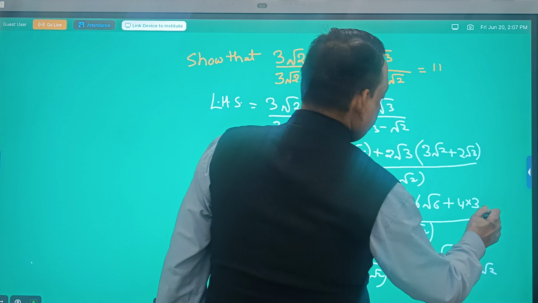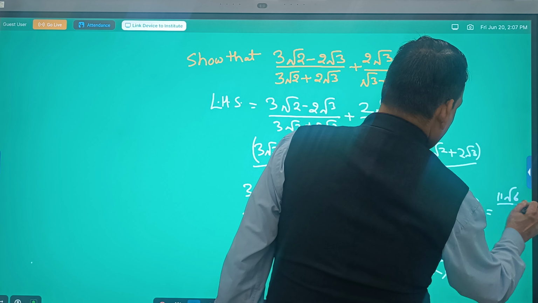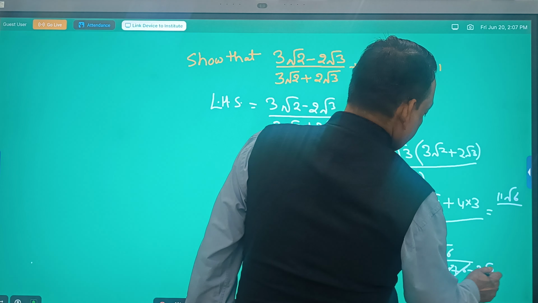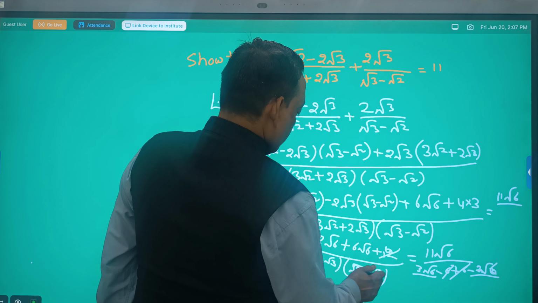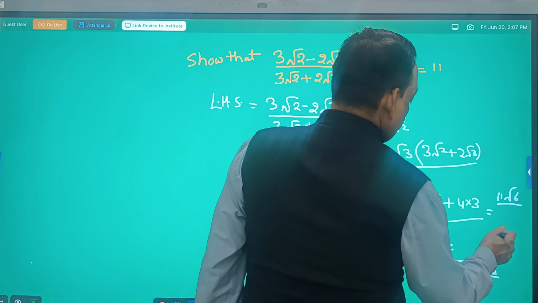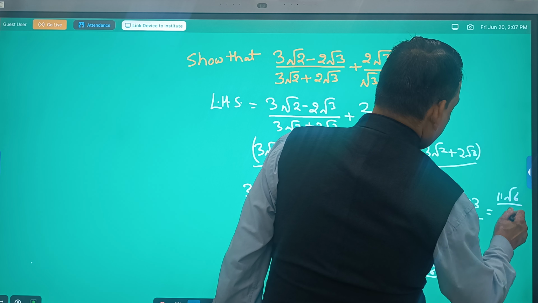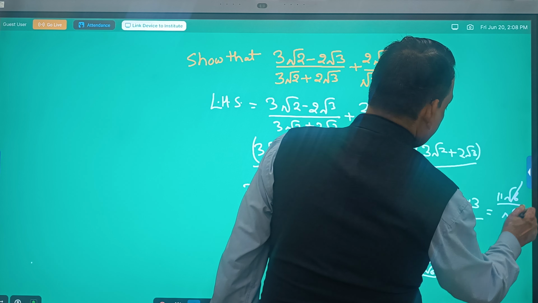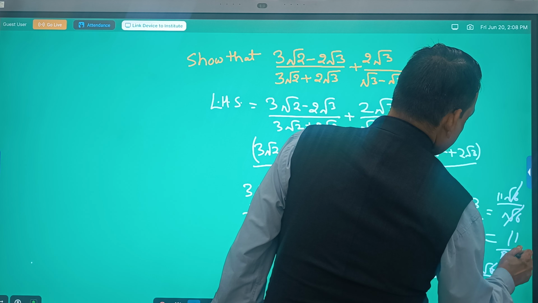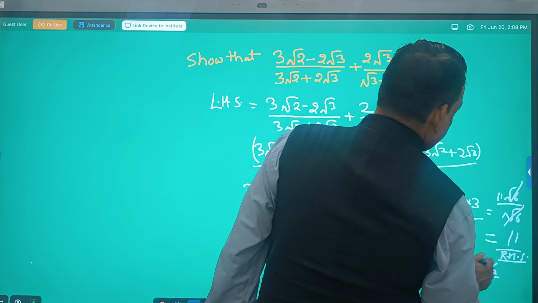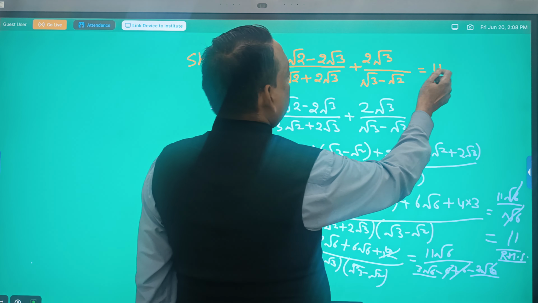So now this becomes 11 root 6 upon 3 root 6 minus 2 root 6, because 2 into root 3 into root 2 becomes 2 root 6. So 3 root 6 minus 2 root 6 gives only root 6. Now root 6 and root 6 get cancelled, and it is equal to 11. Okay, so it is equal to RHS. So left hand side is equal to right hand side, hence proved. So the answer of this is equal to 11.